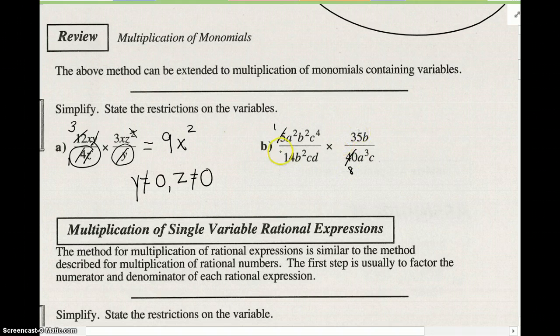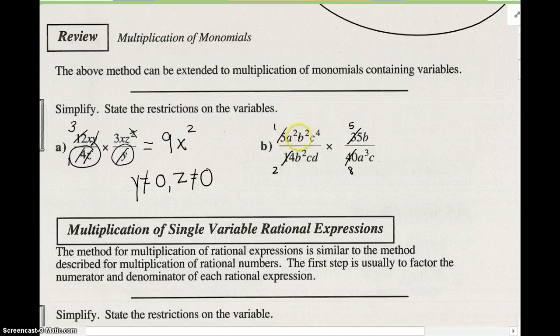On this side, I have a 35 up on top. I could probably take 7 into that. Why would I do that? Which, by the way, gives me 5, because I have a 14 down here. So 14 divided by 7 would give me a 2. So I've pretty well simplified all the numbers.